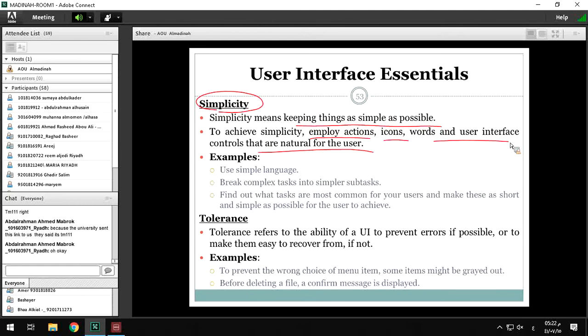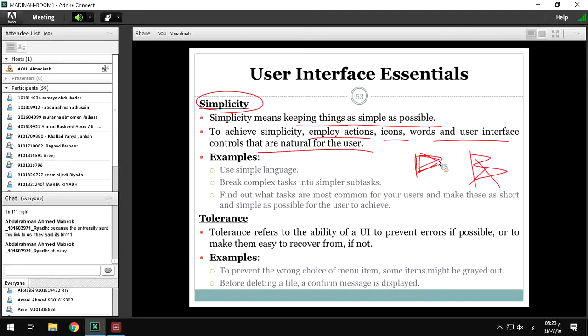Fine. To achieve simplicity, you can employ some actions, icons, words, and user interface controls that are natural to the users. Like for example, this is a play button. So wherever there is any play in the application, you use this button directly because it is natural. Everyone knows that this is a play button. Instead of this, if I keep a button like this, no one will understand what this button is. So that is not simplicity.